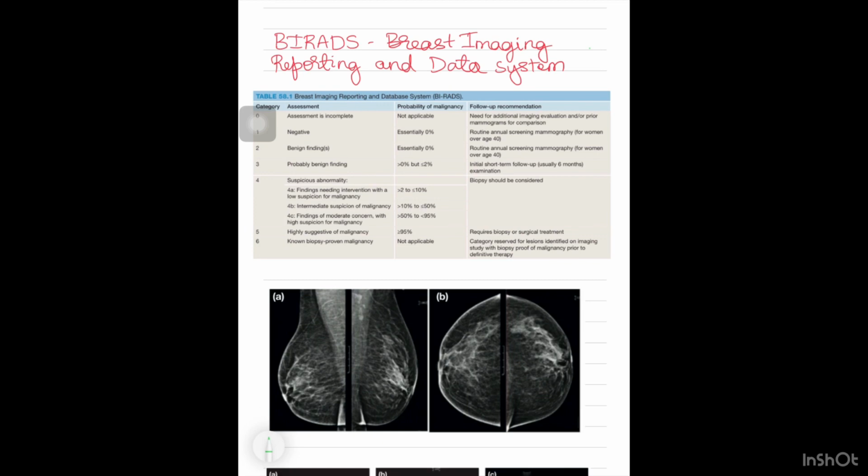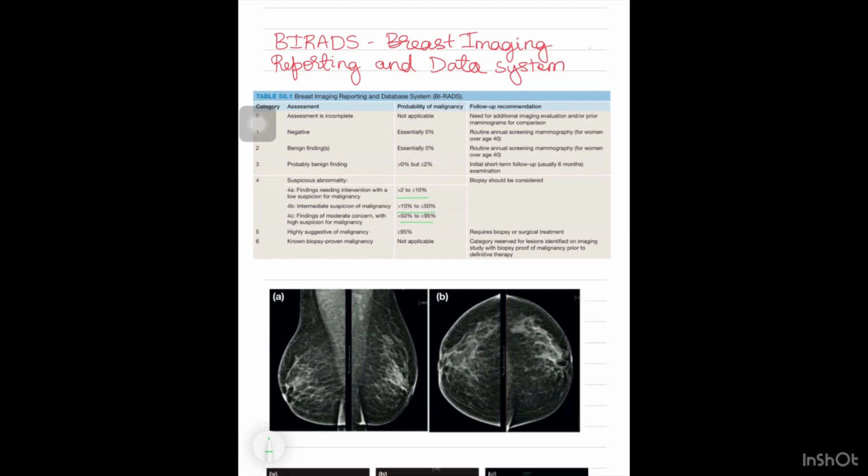So 4A is low suspicion of malignancy of 2 to 10%, and when the report comes as BIRADS 4, these patients require biopsy for further evaluation. And 4B is intermediate suspicion, so 10 to 50% chance of malignancy. And 4C is of high suspicion of malignancy, which has 50 to 95% risk, and biopsy is required.